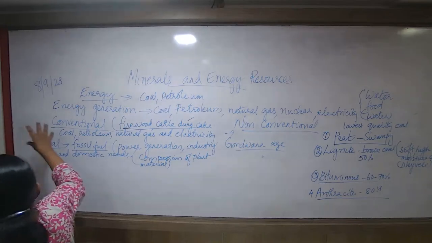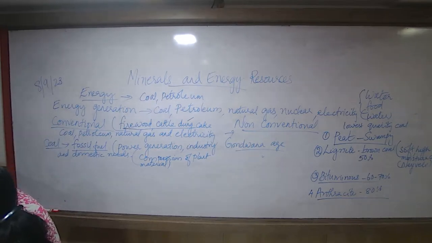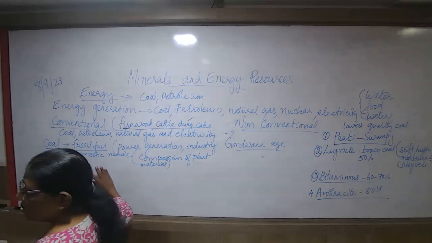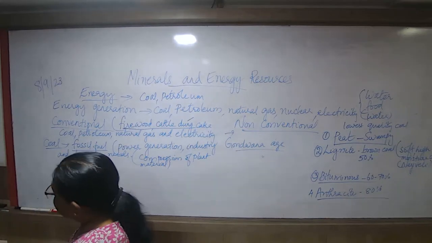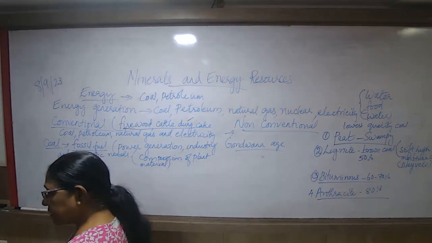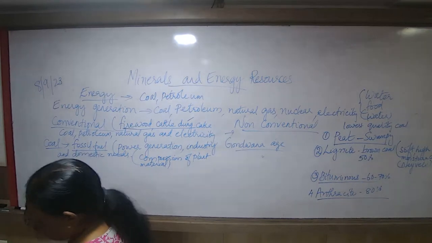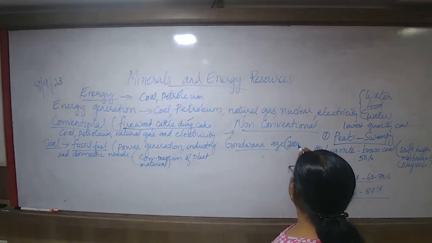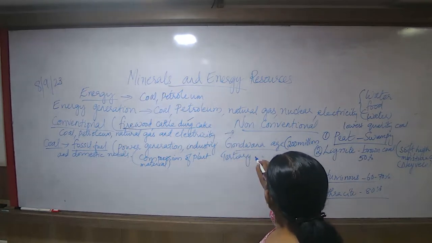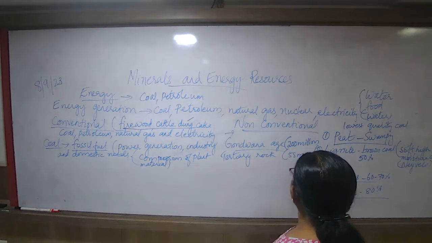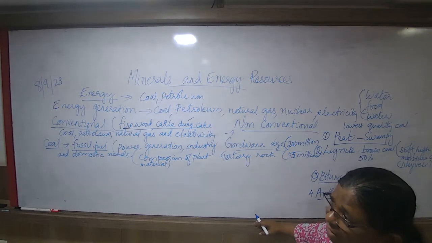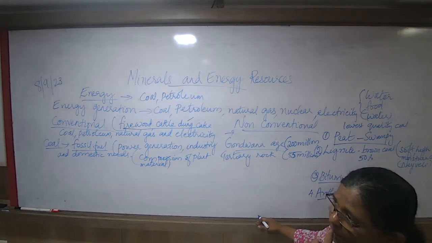The first one belonged to the Gondwana age, which was 200 million years ago. That was the first deposit. And the second is the tertiary deposit of about 55 million years. So the first one is the Gondwana age, how many? 200 million. Then the second is tertiary rock. Okay, these are the two geologic ages of the formation of coal.